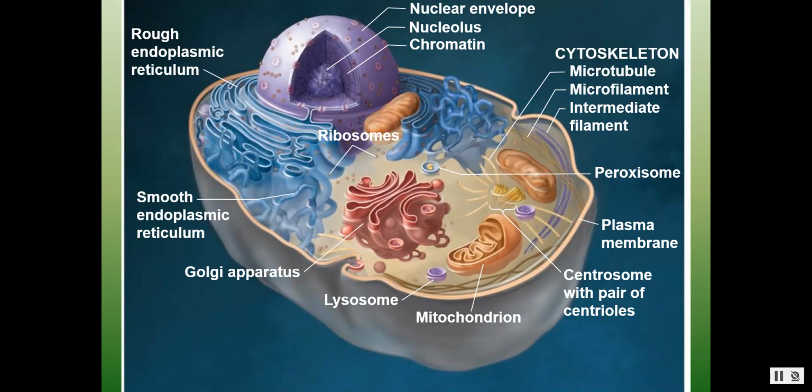Eukaryotic cells are partitioned into various functional components. So each of those colored structures has a specific function. It's called compartmentalization. And there are membranous and non-membranous organelles.